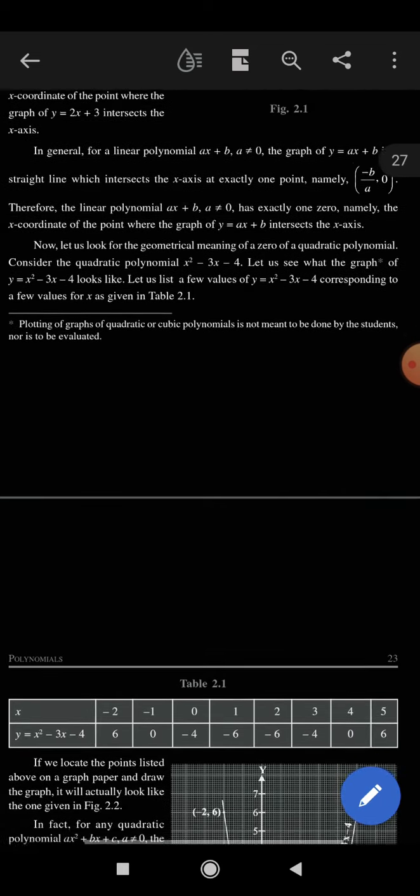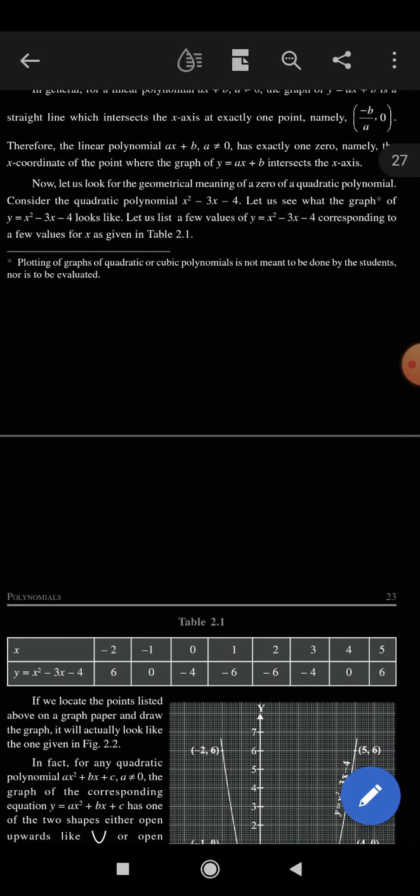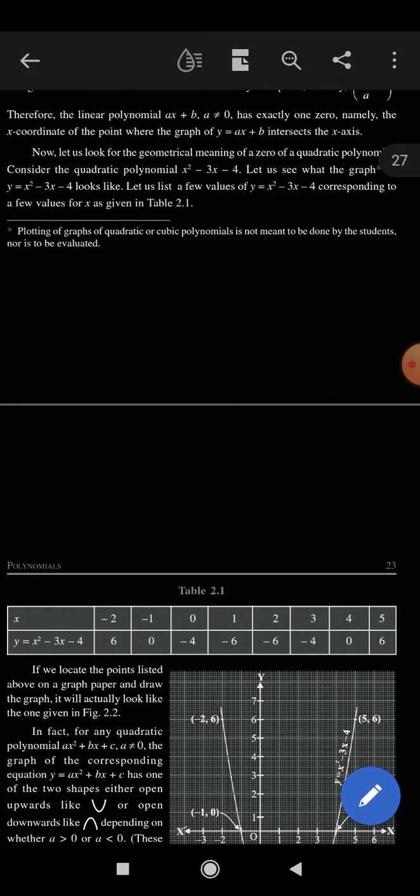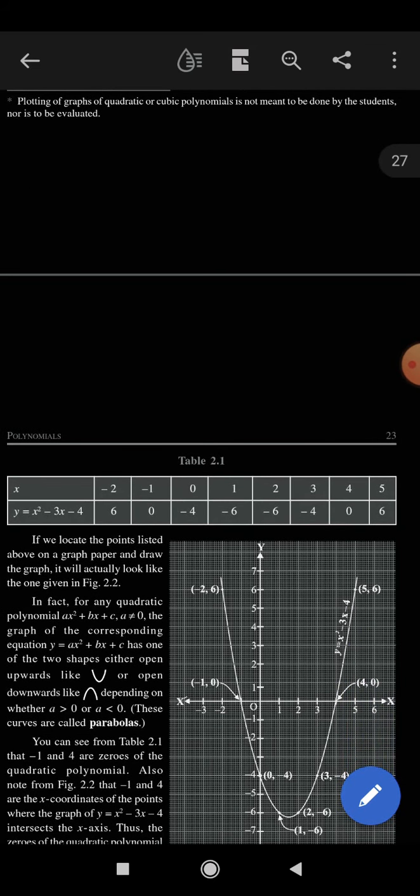Now let us look for the geometrical meaning of a zero of a quadratic polynomial. Consider the quadratic polynomial x square minus 3x minus 4. Let us see what the graph of y is equal to x square minus 3x minus 4 looks like. Let us list a few values of y corresponding to a few values of x as given in table 2.1.